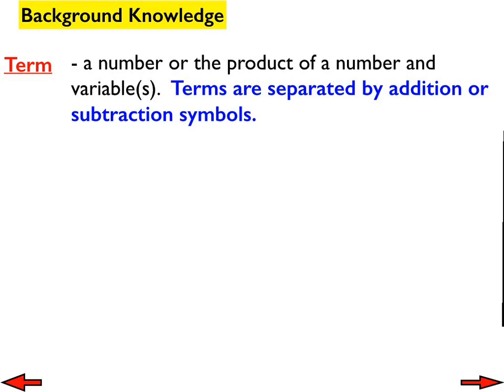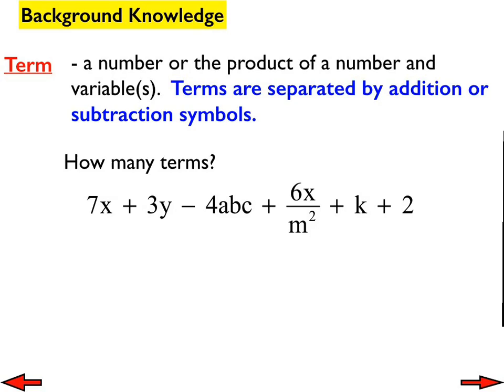So, a little refresher here. A term is a number or the product of a number and variable. Terms are separated by addition or subtraction. So when I say terms, I'm talking about things like 7x and 3y and negative 4abc and 6x over m squared and 1k and positive 2. Those are all terms. So there are 6 of them there.